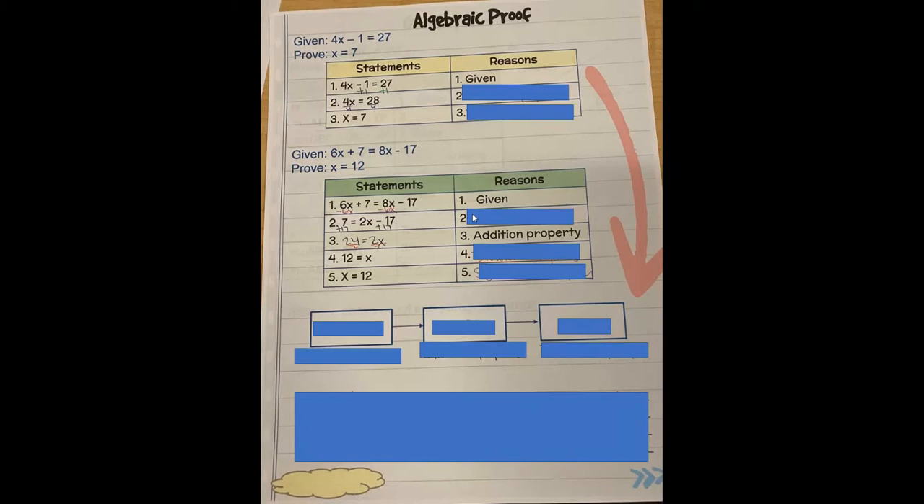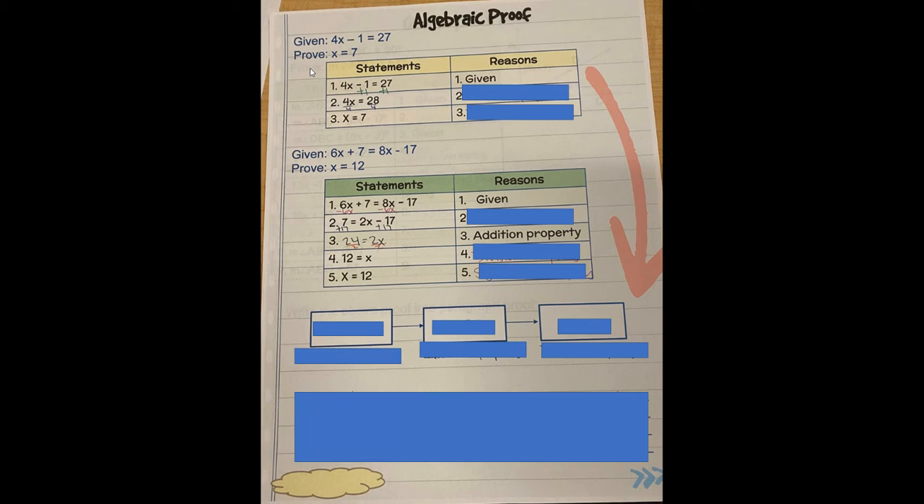Now that we've practiced with our properties and we know a little bit about proofs, let's get started with doing some algebraic proofs. Solving for x, these are the things that we've been doing for a long time, so let's just put them into proof form. You are given something and asked to prove something. You're given 4x minus 1 equals 27, and you're asked to prove that, if the given is true, then x equals 7.